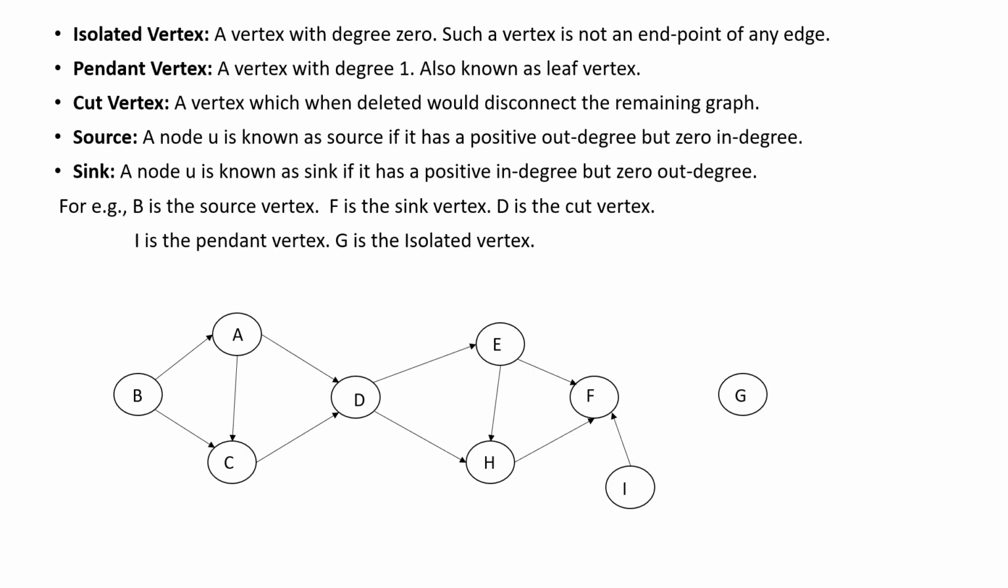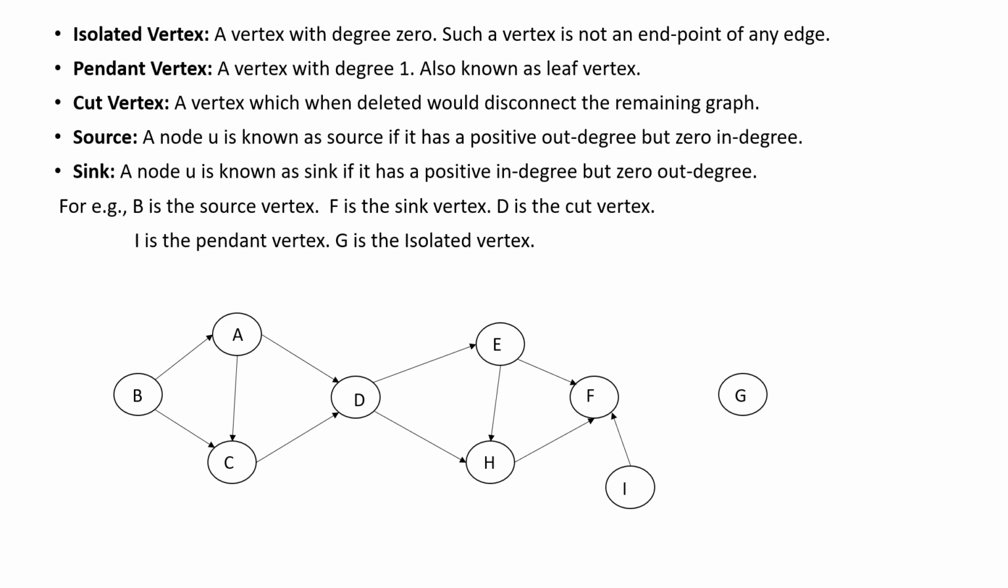So now we'll discuss the various types of vertices. First one is isolated vertex. Isolated vertex is a vertex with degree 0. As we can see in the graph shown below, G is the isolated vertex because it has a degree 0, because there is no edge containing the node G. There is not a single edge terminating at G and not a single edge originating from G. Therefore, the degree of node G is 0 and G is an isolated vertex.